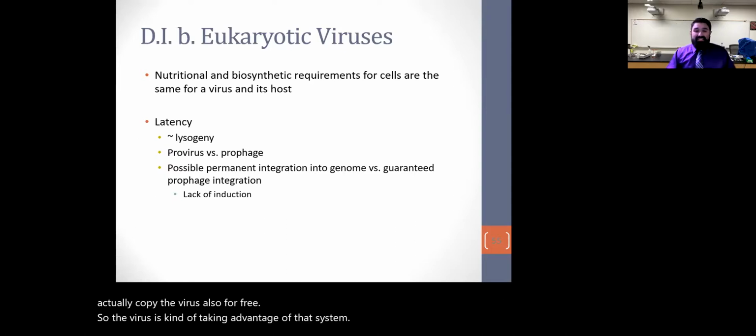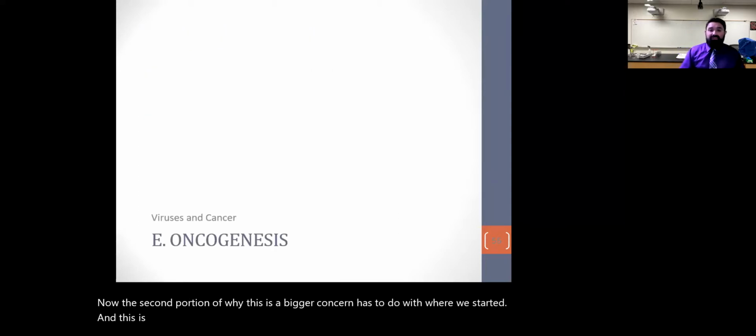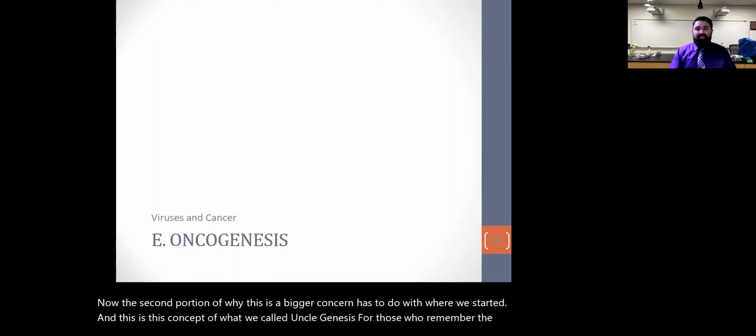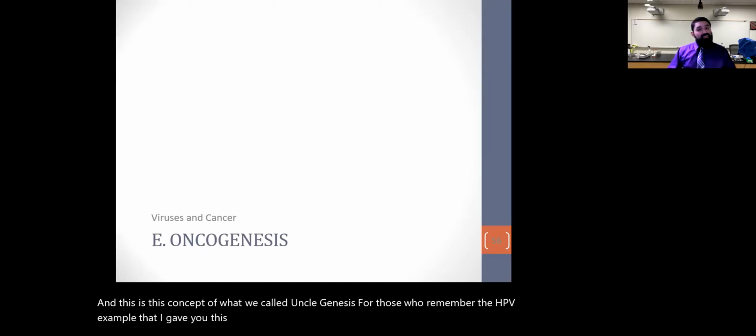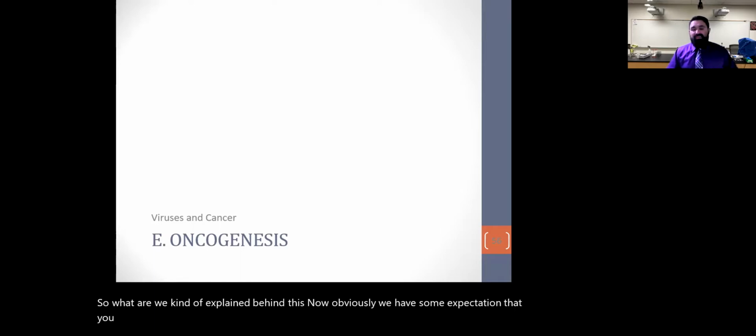Now, the second portion of why this is a bigger concern has to do with where we started. And this is the concept of what we called oncogenesis. For those who remember the HPV example that I gave you, this has to do with triggering cancer. So what are we going to explain behind this? Obviously, we have some expectation that you have your background from previous biology classes or from A&P on how mitosis and meiosis works, right?